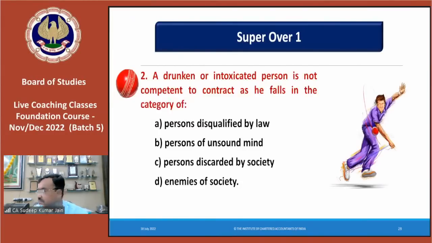Second question. A drunken or intoxicated person is not competent to enter into a contract as he falls in the category of: person disqualified by law, person of unsound mind, person discarded by society, enemies of society.